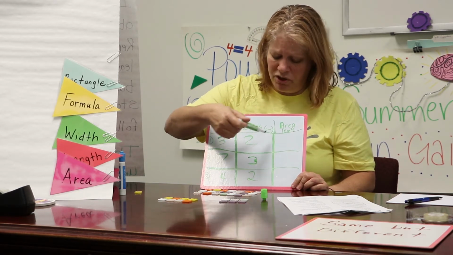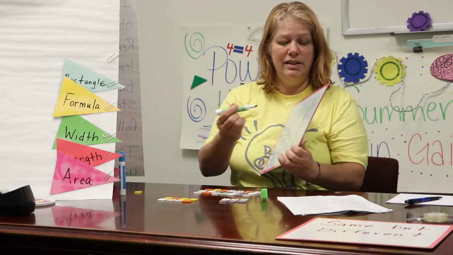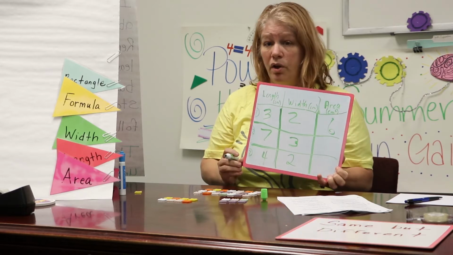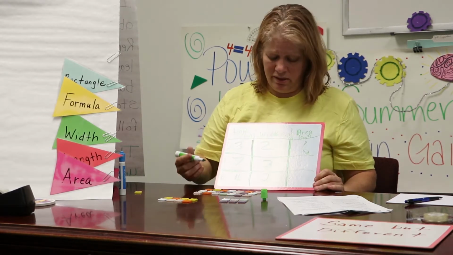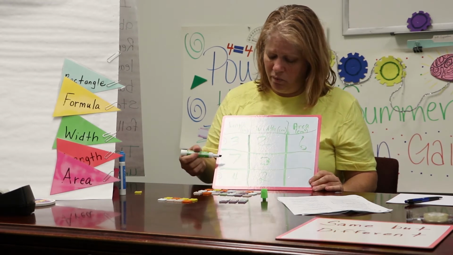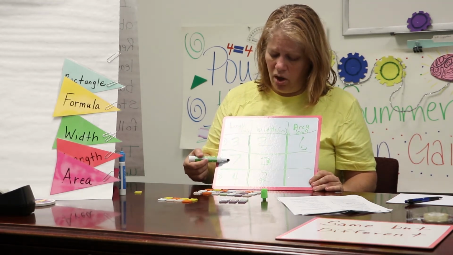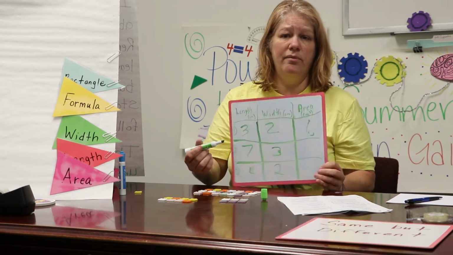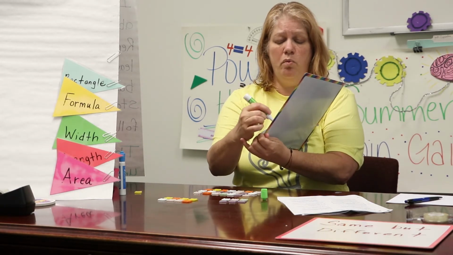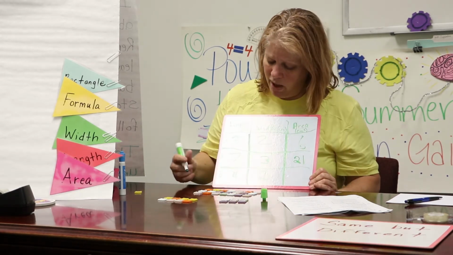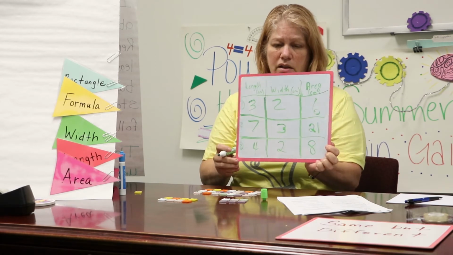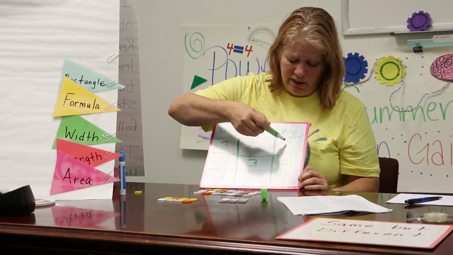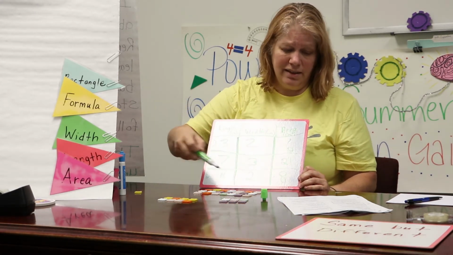So 3 times 2 is 6. And if you don't know that, then you can just count your little squares inside your rectangle. My next one was 7 across and 3 down, so 7 times 3 is 21. And my other one was 4 across and 2 down, so 4 times 2 is 8. So these are my areas, 6, 21, and 8.